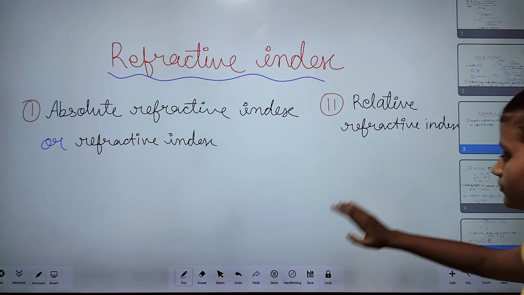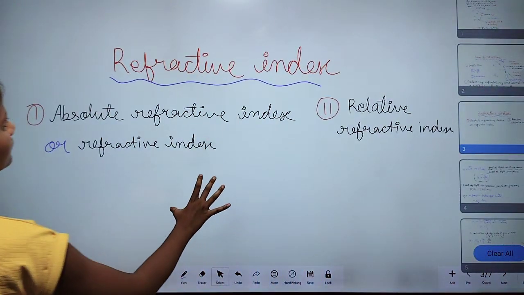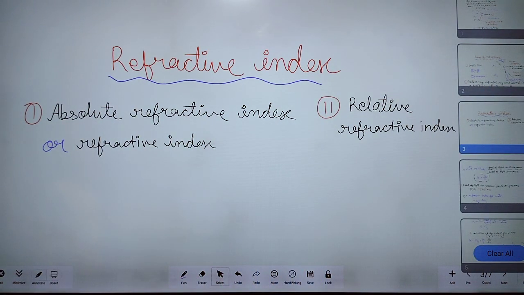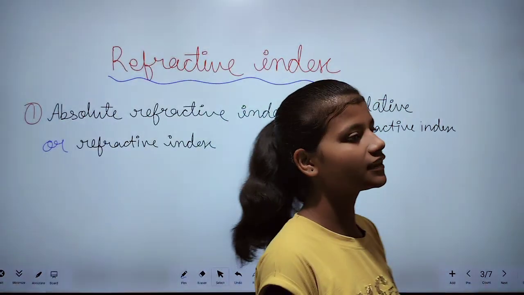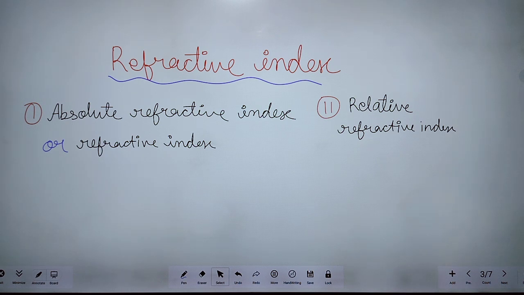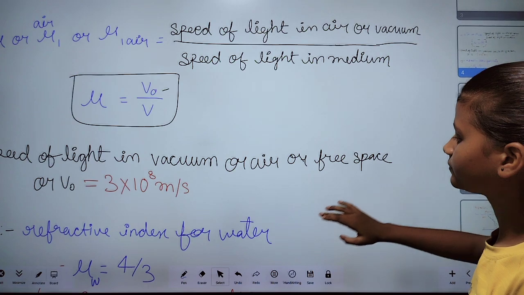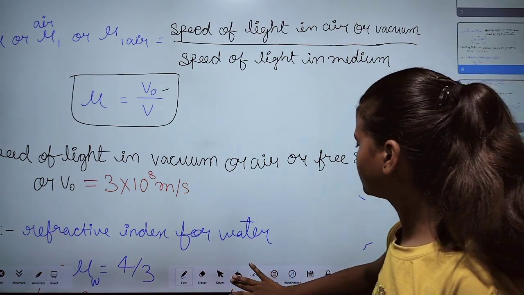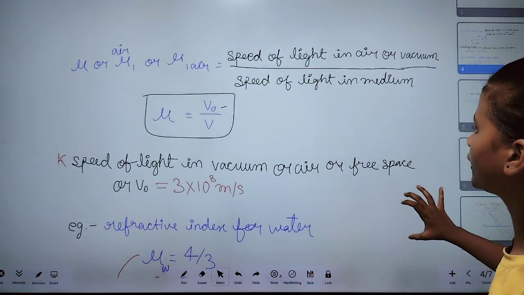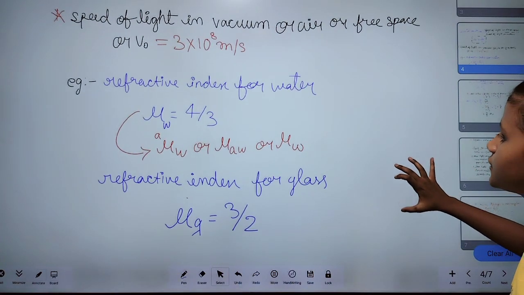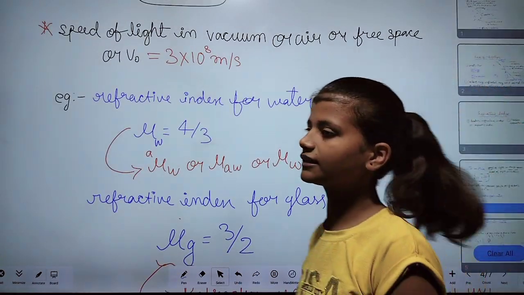I hope you understand the laws of refraction also. After that we read about refractive index, that there are two types of refractive index. The first one is absolute refractive index, and the second one is relative refractive index. After that we read some important points related to this. So I hope you understand all of this video.